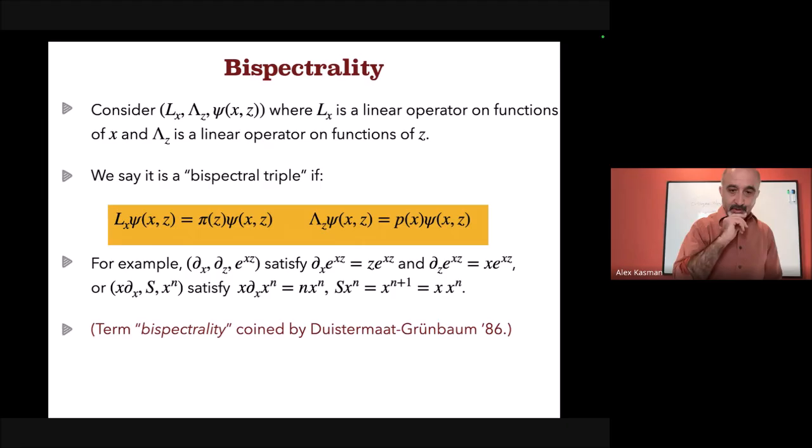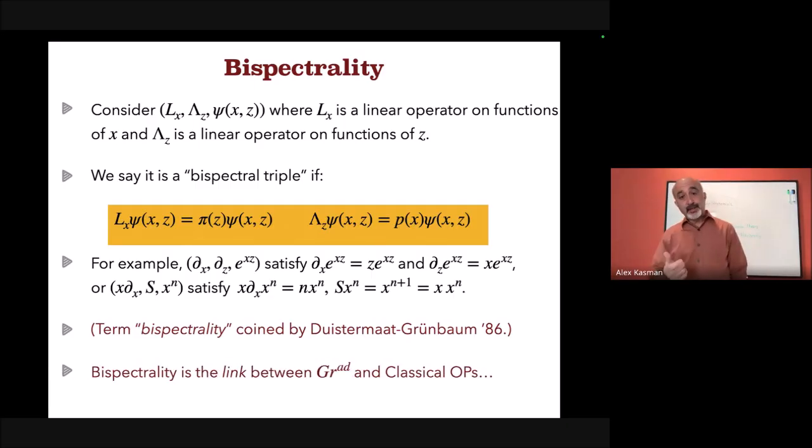The term bispectrality was coined by Duistermaat and Grünbaum in their 1986 paper. They were actually doing something coming from information theory, but it's grown to be a much larger subject than that. There's a whole bispectrality community out there. And in particular, it's the link between the Adelic Grassmannian and the classical orthogonal polynomials. Perhaps you can already see this first part that I'm going to show you. I tried to set you up for it.